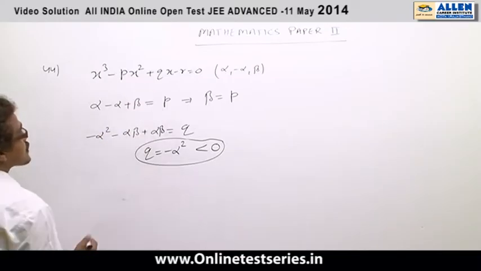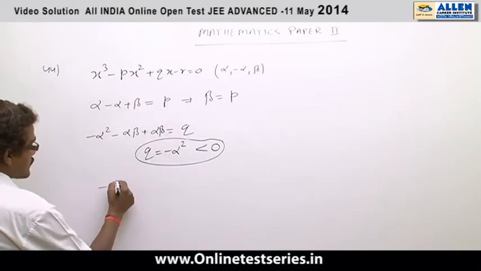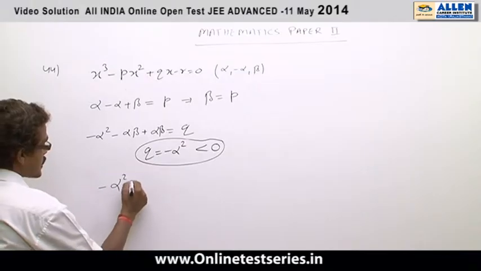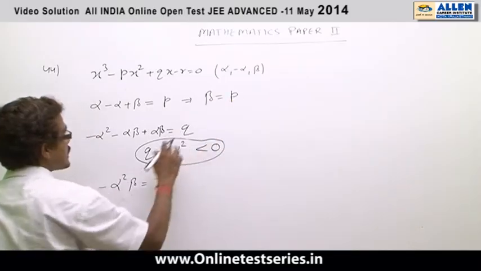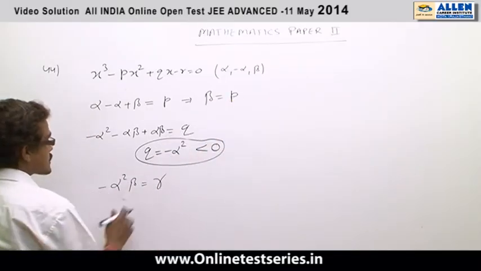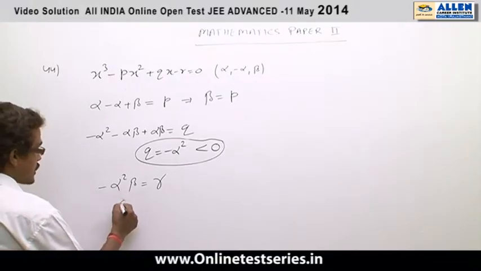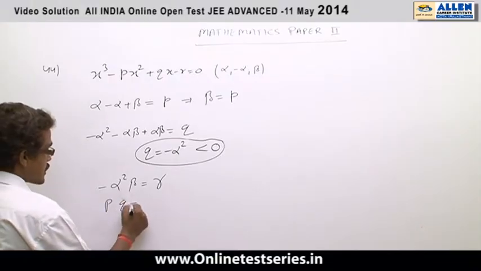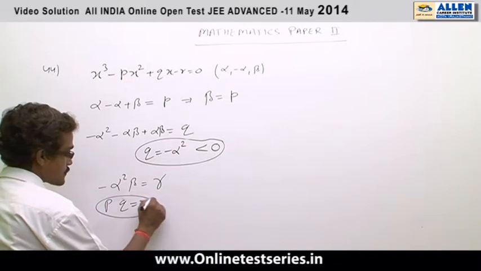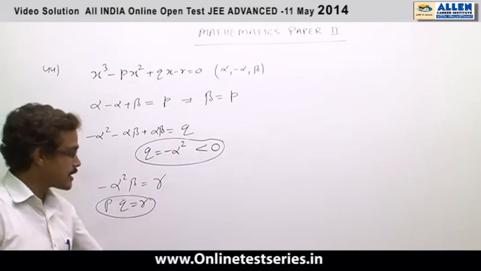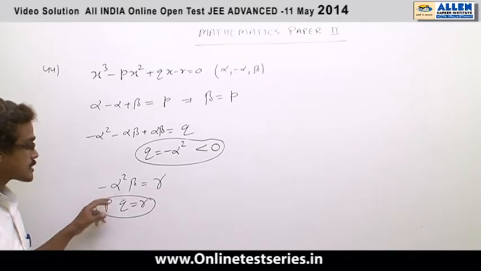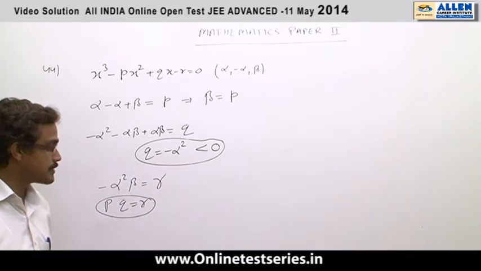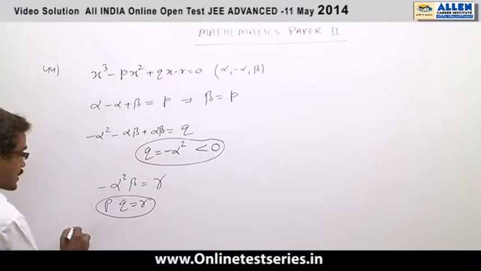Now from this equation, the product of roots alpha, minus alpha and beta, minus alpha square beta, is equal to r, and we know that the value of beta is equal to p and the value of minus alpha square equals q. We can conclude that pq is equal to r. So the given options: option B is correct, pq is equal to r, and option C is correct, q is always a negative number. So the answers of this question are B as well as C.